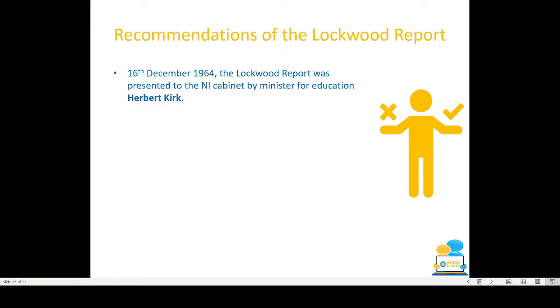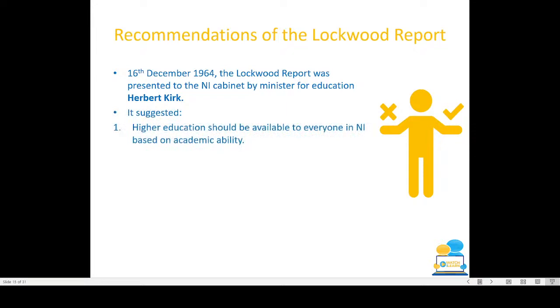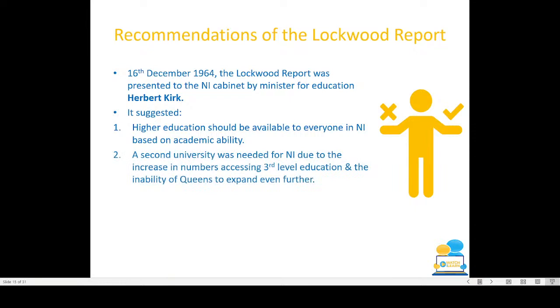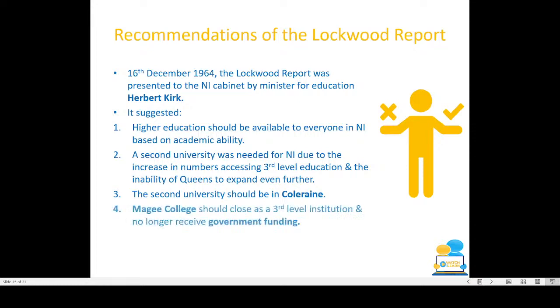So, recommendations of the Lockwood Committee. On the 16th of December 1964, the Lockwood Report was presented to the Northern Ireland Cabinet by Minister for Education Herbert Kirk. It suggested that higher education should be available to everyone in Northern Ireland, but it must be based on academic ability. They suggested that a second university was needed for Northern Ireland due to the increase in numbers accessing third level education and then the inability of Queen's to expand further. We already knew this after, I suppose, the Robbins Committee had kind of set that up in Britain. They suggested that the second university should be in Coleraine, and then even more controversially, they said Magee College should close as a third level institution and no longer receive government funding.